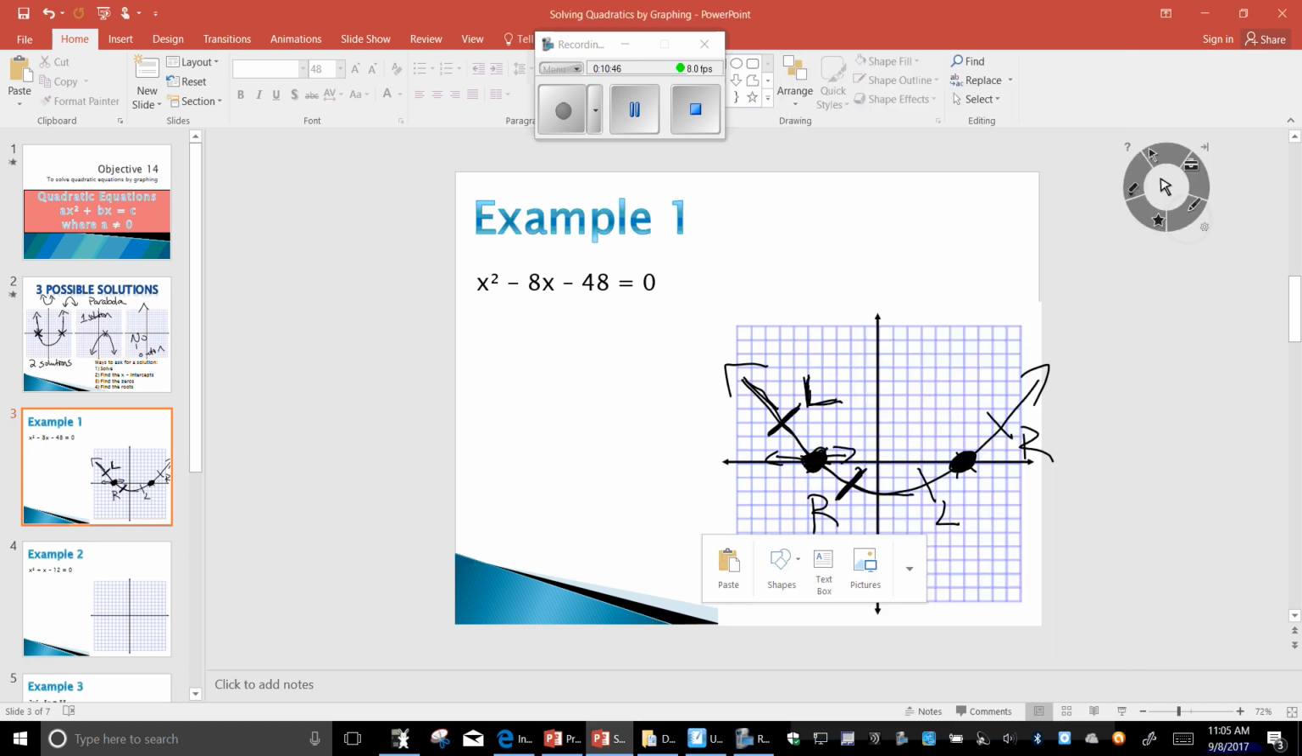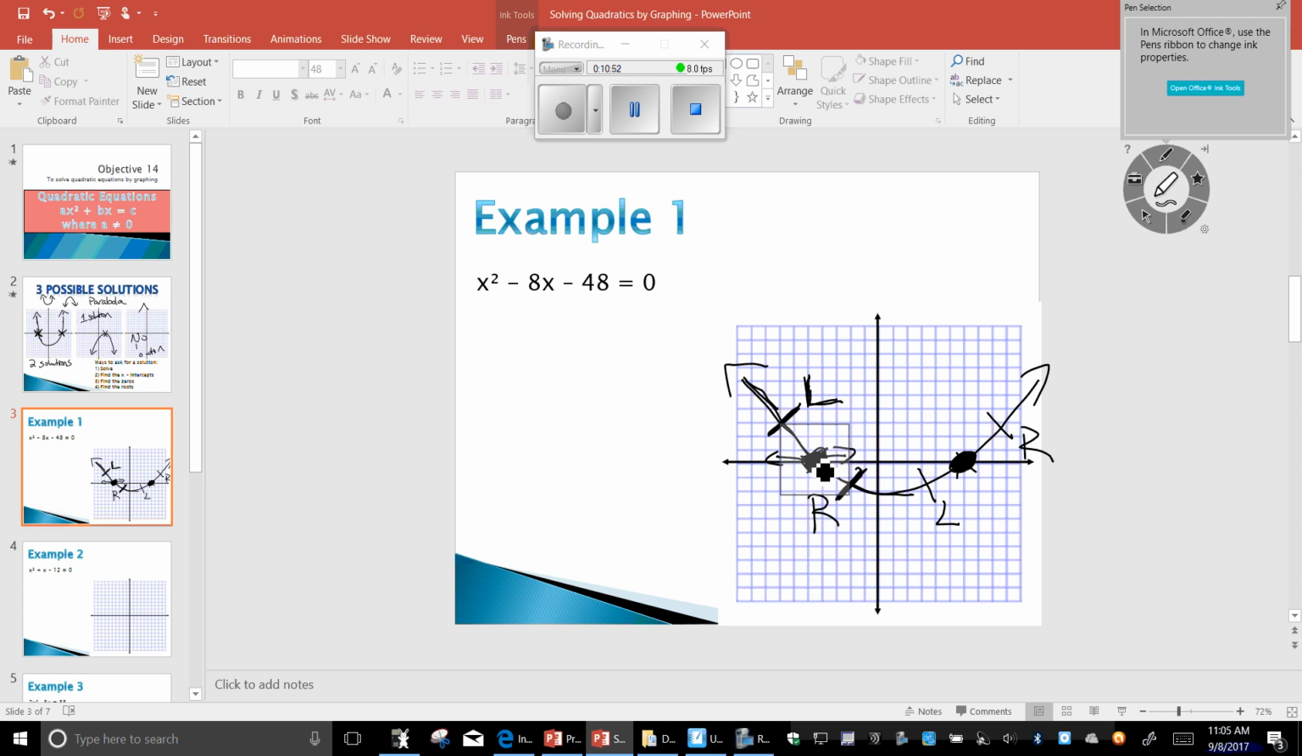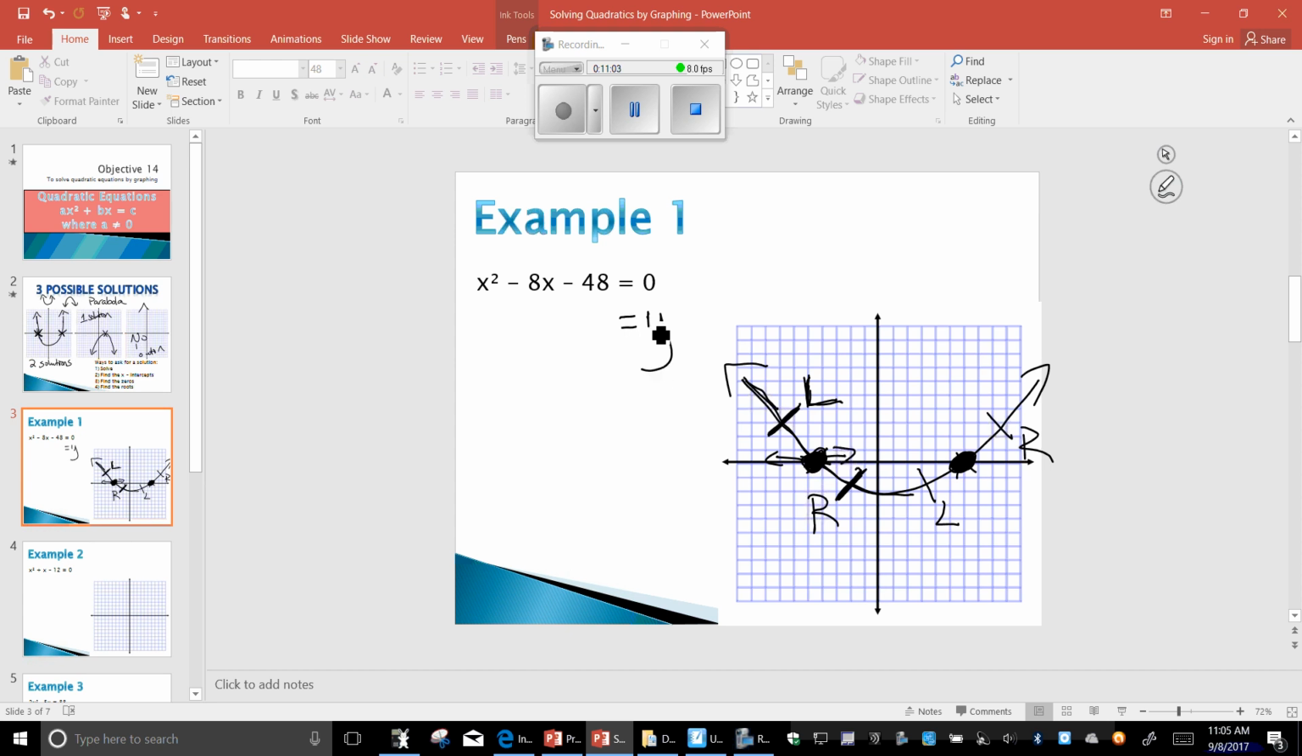If I go back to these points right here, and I'm on the x-axis, what's the y-coordinate on the x-axis? How far up or how far down am I on the y-axis? I'm at 0. So here's what I want you to understand. 0 is y. I'm looking for x when y is 0. Repeat after me. I'm looking for x when y is 0. So if I'm at 0 on the y-axis, I will be located somewhere on the x-axis. Okay? So you do have y equals.